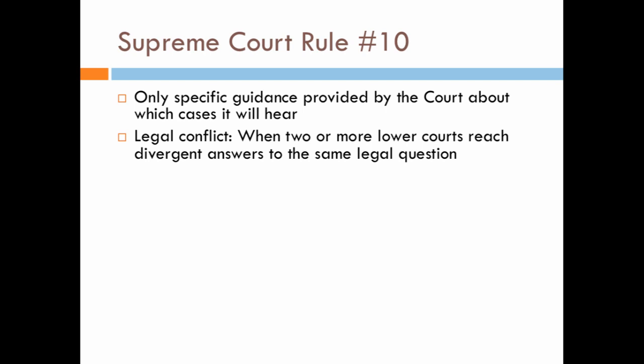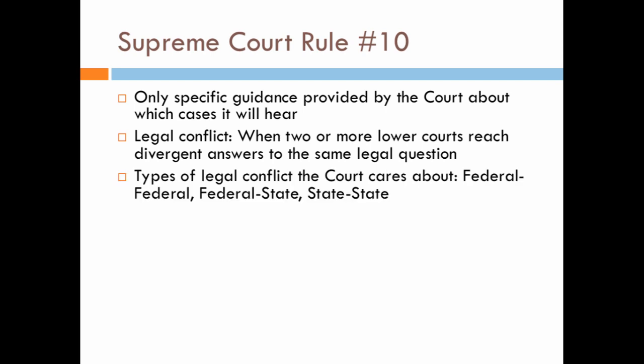So that means that we have divergent legal answers in different federal circuits, right? So that's an example of a legal conflict. There are different types of legal conflict that the court cares about. So there could be divisions within the Federal Circuit Court of Appeals, the example that I just gave you. So that means that there's a circuit split.